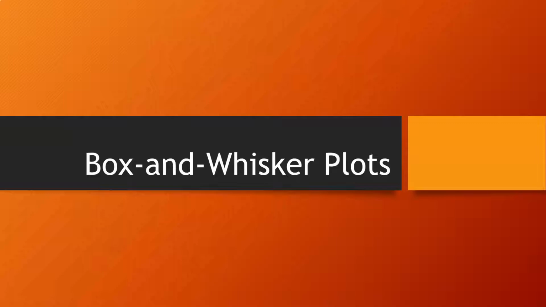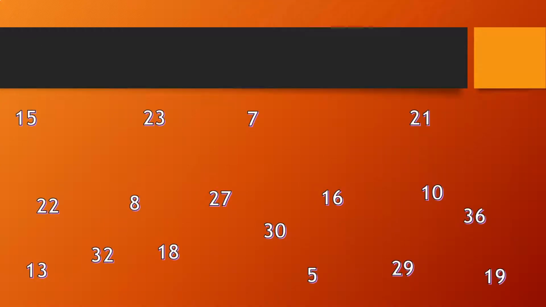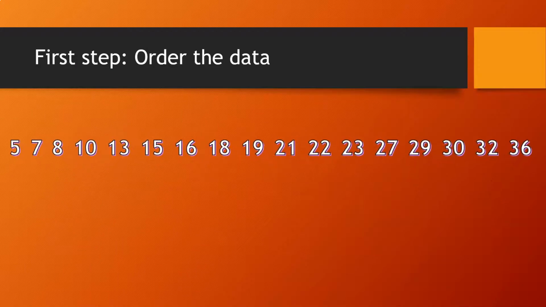A box and whisker plot is a visual representation of the distribution of data. And in order to understand a box and whisker plot, we need to remember how to divide data into quartiles. So when we have a set of data and we want to divide that data into quartiles, the first thing we'll do is order the data from smallest to largest.